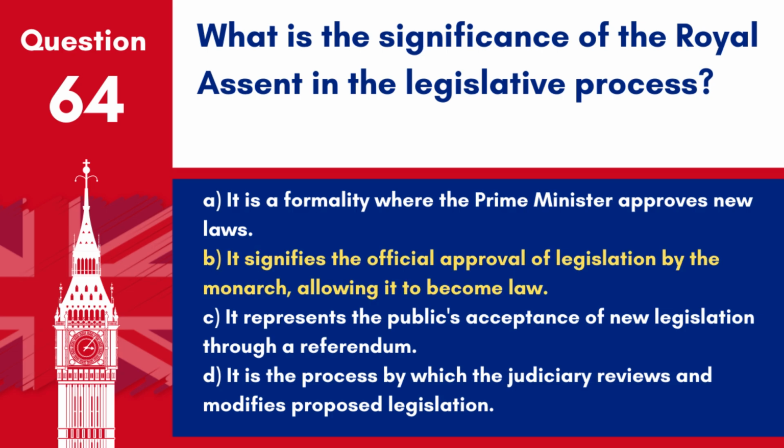Answer. B. It signifies the official approval of legislation by the monarch, allowing it to become law. Royal assent is the final step in the legislative process in the UK, where the monarch formally approves bills passed by Parliament, allowing them to become law.